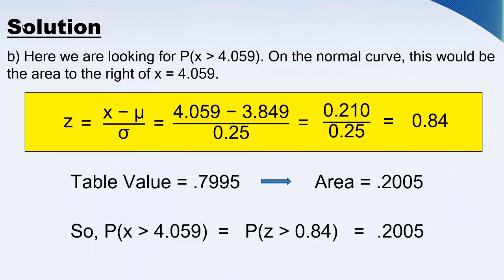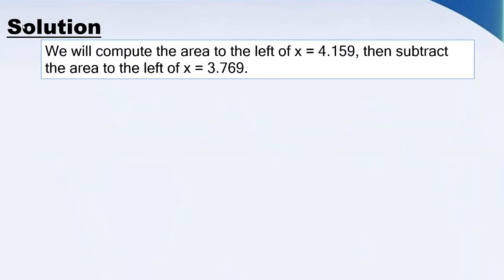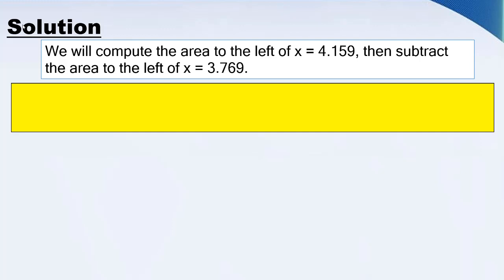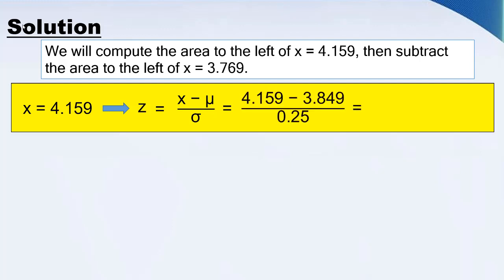The last problem is the tricky one. It's the one that requires us to find two separate z-scores. So we're going to find the z-score for x equals 4.159 and the z-score for x equals 3.769. Remember, we always go with the right one first. So for the x equals 4.159, the z-score, x minus mu over sigma, is 4.159 minus 3.849 over 0.25, which is going to be 0.31 over 0.25, which is 1.24.